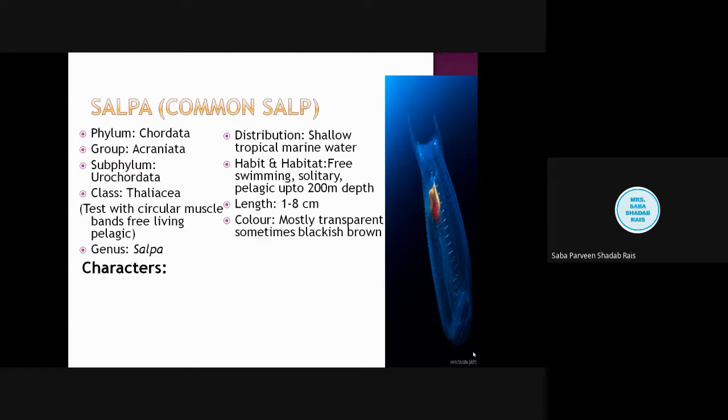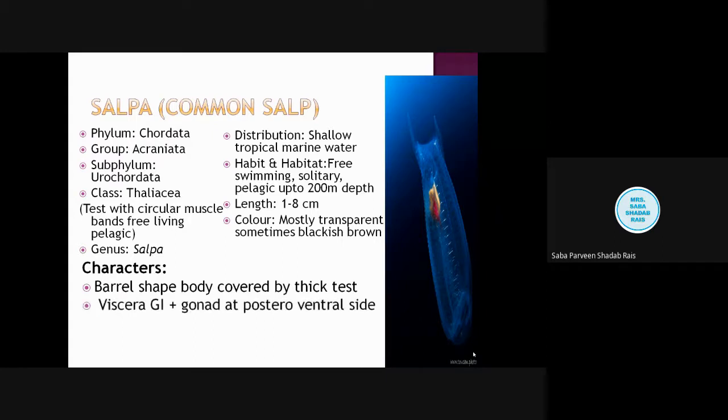When we talk about their characteristics, the body is barrel shaped, covered by a thick test. The visceral compact mass consists of the gastrointestinal tract. Write down the parts of its gastrointestinal tract. They consist of esophagus, stomach, intestine, and gonad. I repeat, the visceral compact mass consists of esophagus, stomach, intestine, and gonad. It is situated along the posterior ventral side.